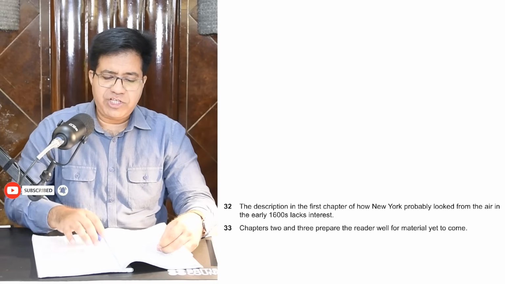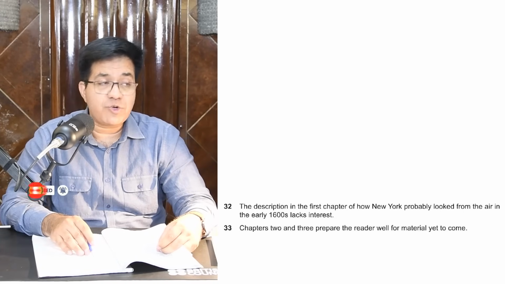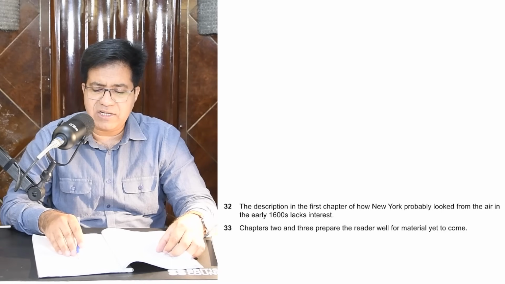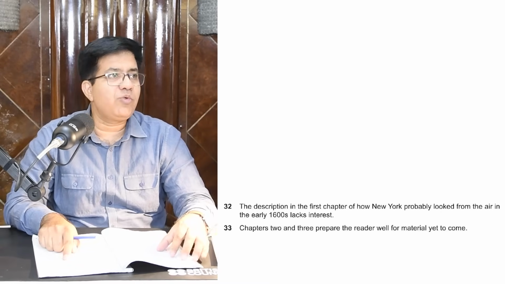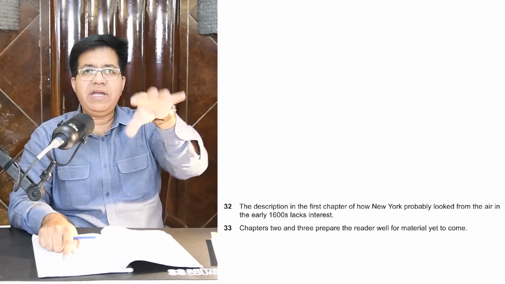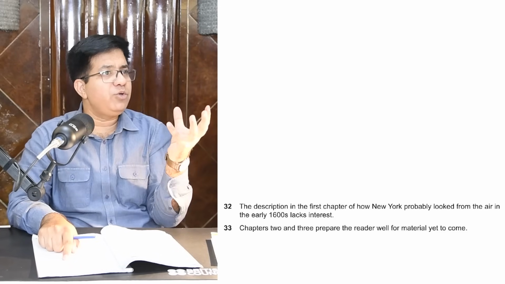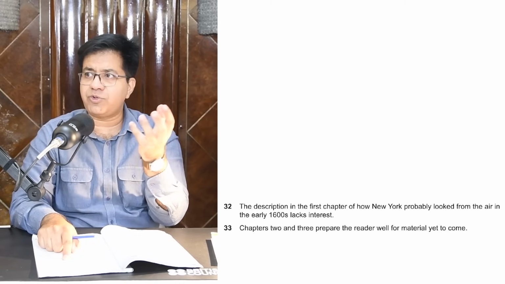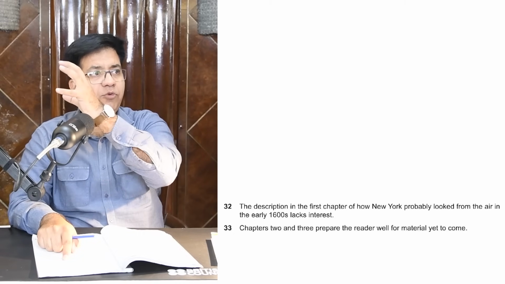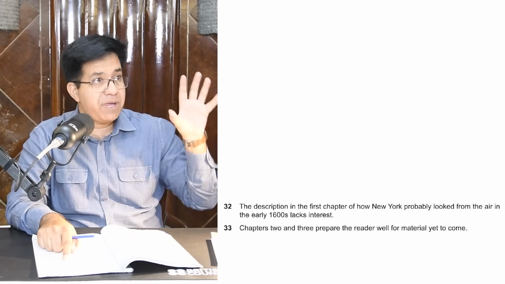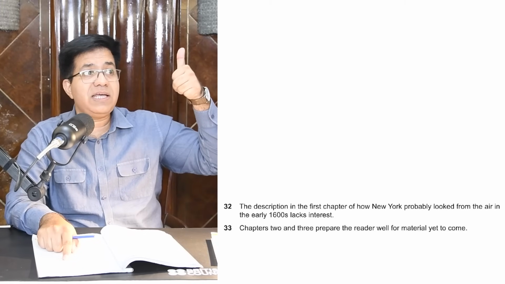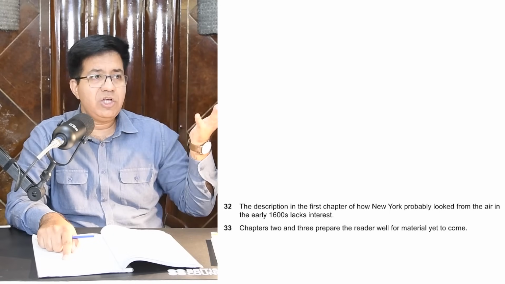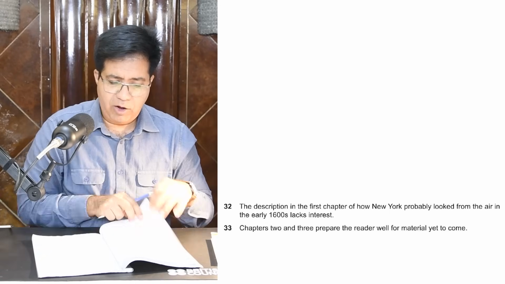Question number 33, chapter 2. Chapters 2 and 3. Now we have two chapters. Chapters 2 and 3 prepare the reader well for material yet to come. Look here. You read chapters 2 and 3 and they prepare you for chapters 5, 6. Okay, they give you the basic information in chapters 2, 3 and then advanced information in chapters 4, 5. So if chapters 2, 3 prepare you for the next chapters, answer is yes. If they don't prepare you for the next chapters, answer is no, otherwise not given. Now please come back.